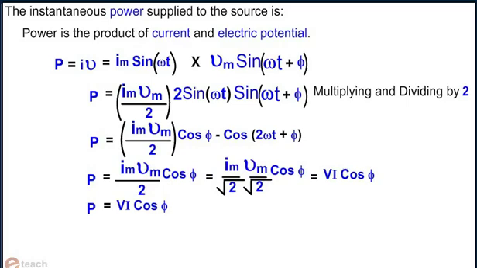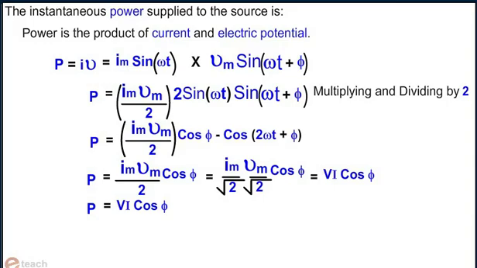Now the average power over a cycle is given by the average of the two terms on the RHS of the above equation. It is only the second term which is time dependent. Its average is 0 because the positive half of the cosine cancels the negative half. Therefore, we get average power as Vm by root 2 into Im by root 2 into cos phi, which can be written as VI cos phi.